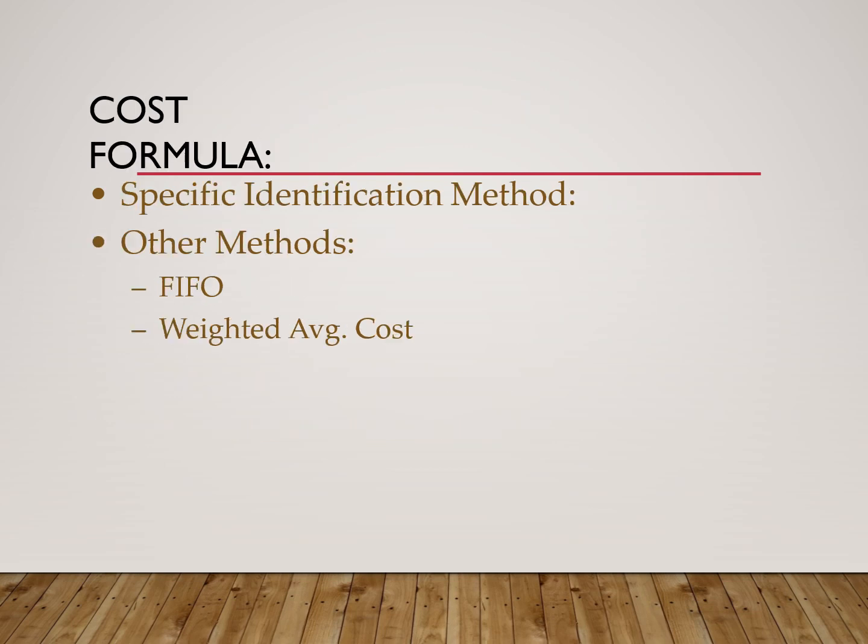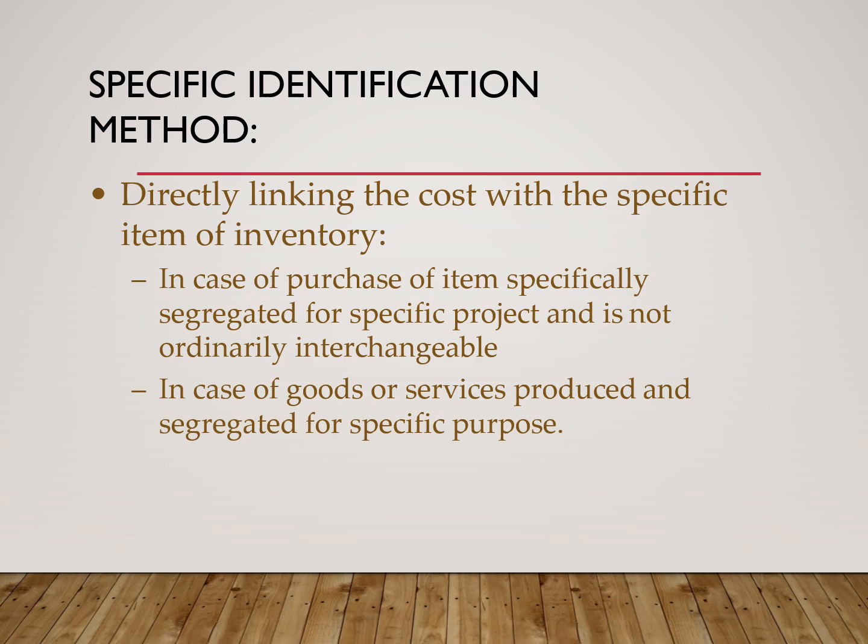So there are cost flow methods or the cost formula for inventory. So we have the specific identification method, and we have also other methods like FIFO and weighted average cost. And before, we had LIFO, but it is not permitted anymore. Okay, so what is the specific identification method? So we will directly link the cost with a specific item of inventory. Talagang uniquely specified siya na inventory and uniquely identified. So hindi siya dapat interchangeable. Or the goods or services produced and segregated for specific purposes. So talagang mas specifically ay mas specify mo siya. Okay, so that is the specific identification method.